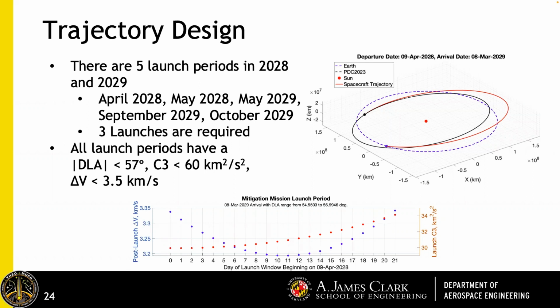We can see here the total delta V is about 3.5 kilometers per second. That's higher than it was for the THEO spacecraft, and that's because obviously this spacecraft is a lot heavier than the THEO spacecraft was. So we need a little more change in velocity.